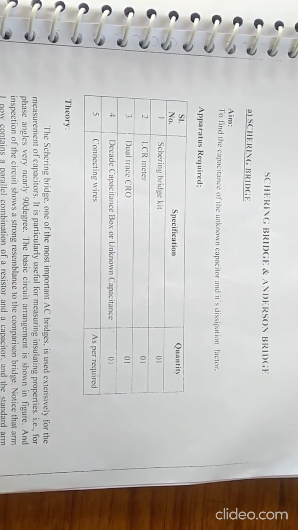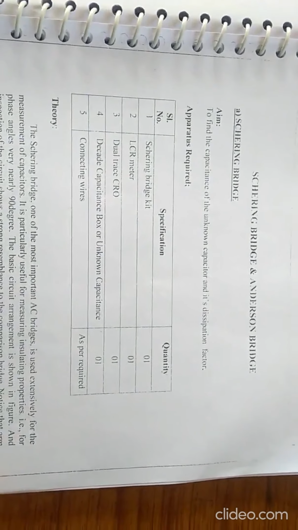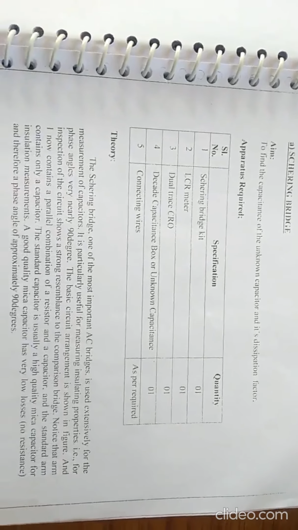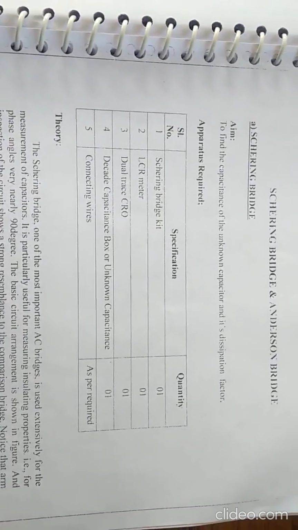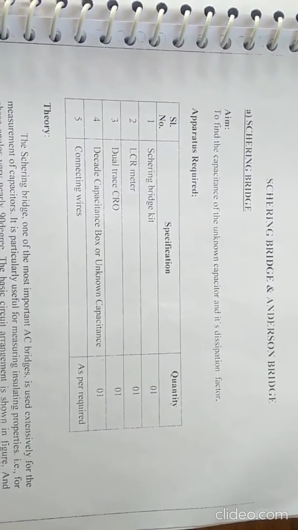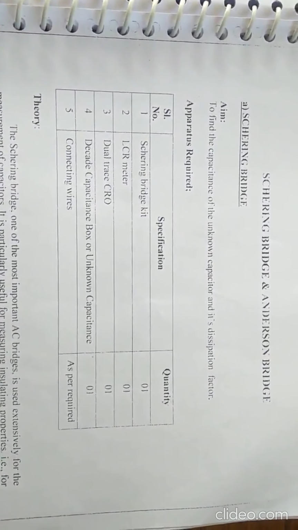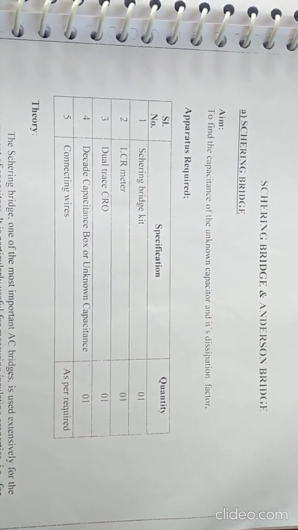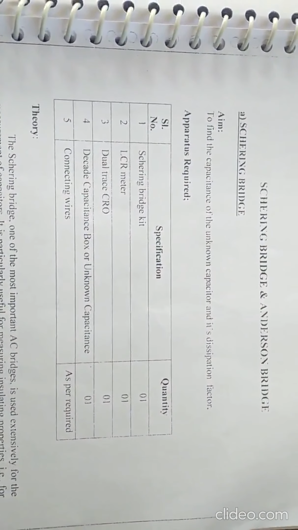So Schering Bridge and Anderson Bridge. Actually, Schering Bridge and Anderson Bridge both are AC bridges. Okay. So actually, our lab needs measurements and instrumentation, right? So we have to measure all parameters, right? Resistance, capacitance, inductance, voltage, current, right?